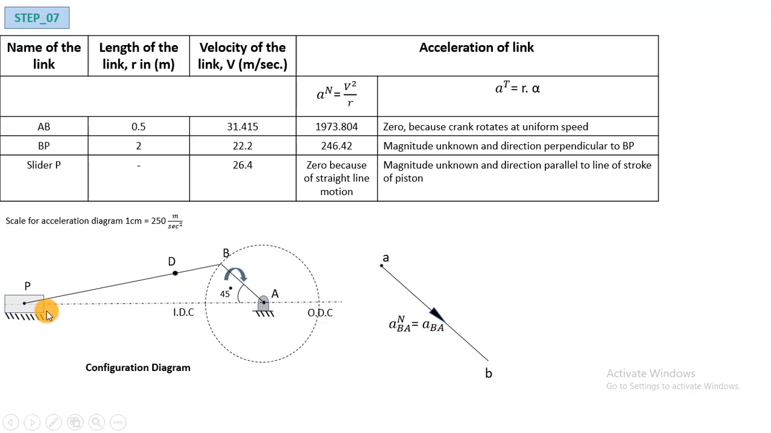Now consider the link BP. For BP, again it is a connecting rod, so it has 2 components of acceleration, normal and tangential. For the normal component we know both its magnitude as well as direction, and for the tangential component of the connecting rod we are aware of only the direction. According to that, we'll draw the acceleration components for the link PB.